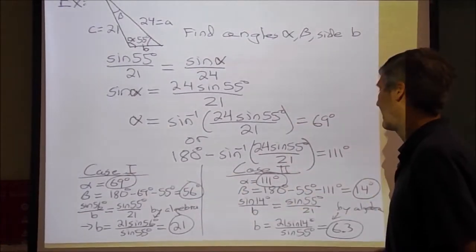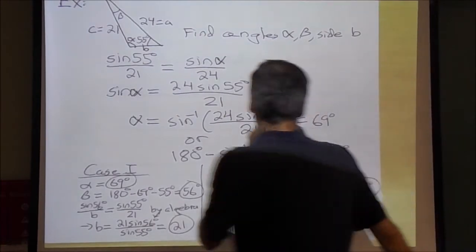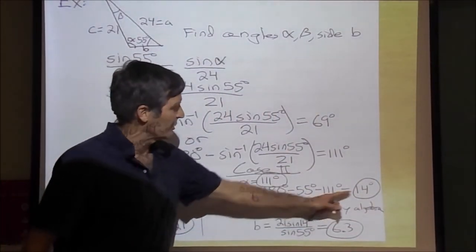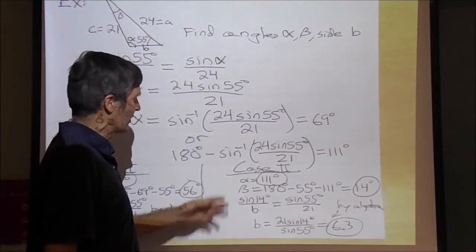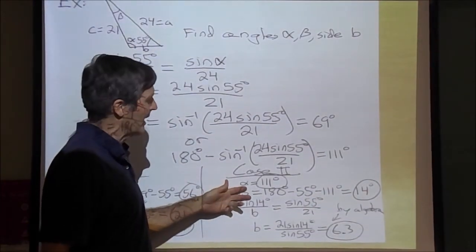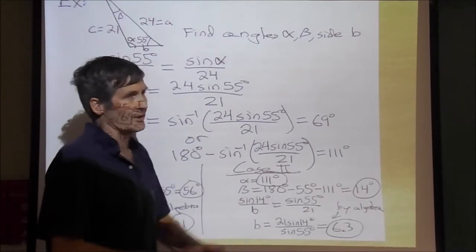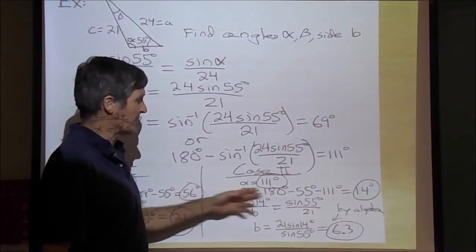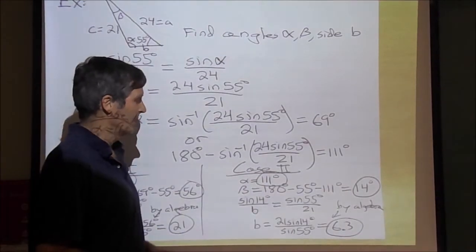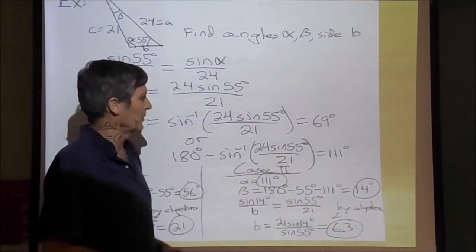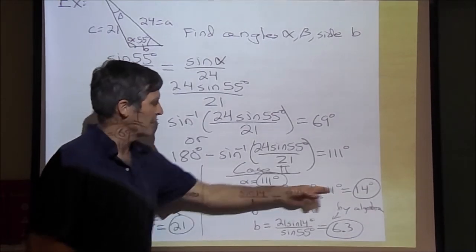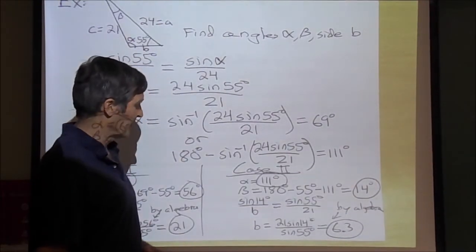there's one more case. If I use alpha equals 111 degrees, beta equals 180 minus 55 minus 111 is 14, which tells you that there's another case. Sometimes there's not. If you get a negative number, that means there's just not a second case. We'll talk about that shortly. But since this is a positive number, there's actually another triangle that has this angle, and this one, 180 minus these, and we just need to find the last side.